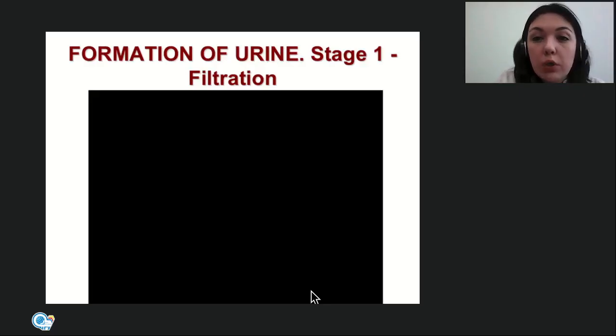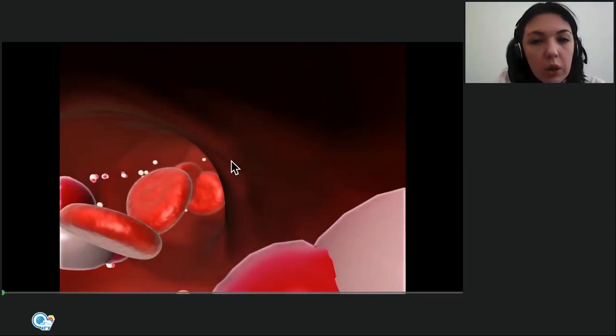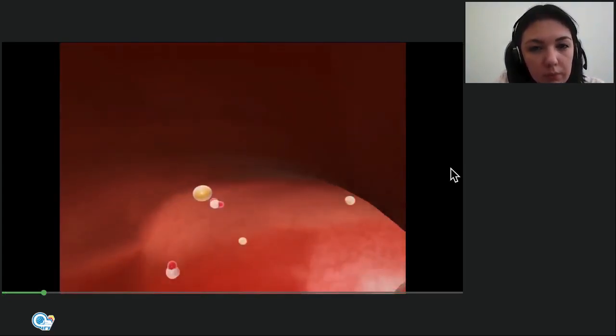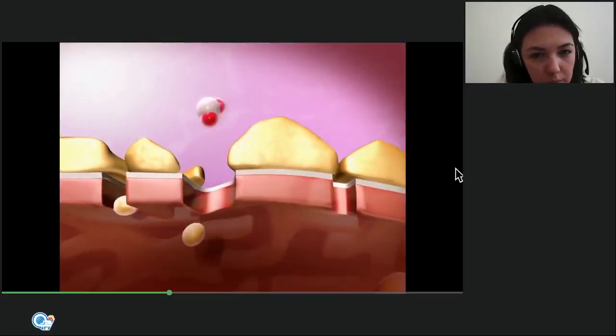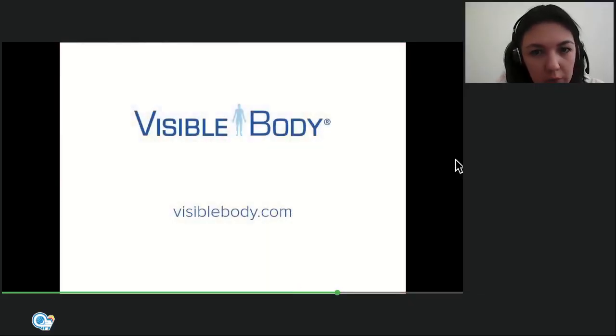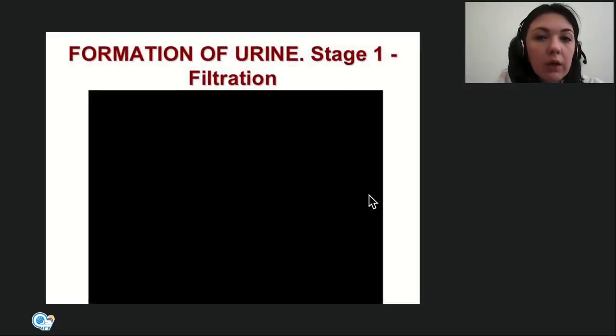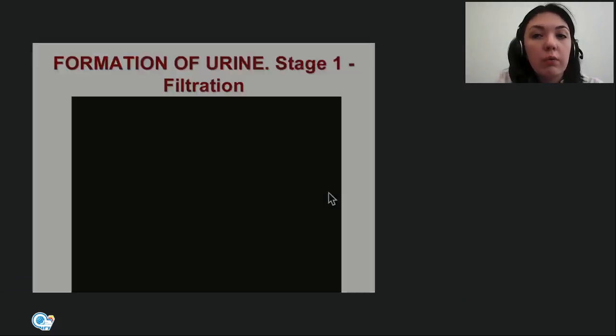And also large proteins cannot pass through this membrane, but all the other substances pass, and they form primary urine. Now we will try to watch. The filtration membrane blocks blood cells and large proteins, but allows water and small solutes to pass. So here you can see how the substances pass. That is the first stage of urine formation.